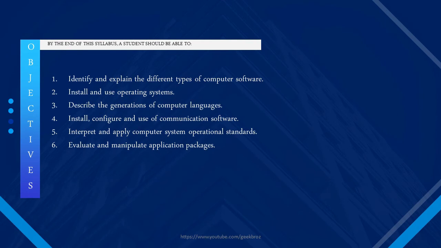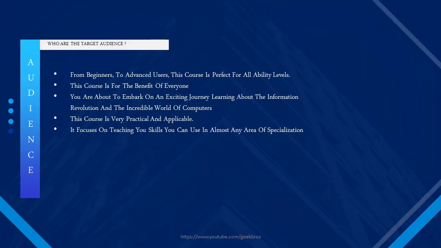By the end of this syllabus, a student should be able to: 1. Identify and explain the different types of computer software. 2. Install and use operating systems. 3. Describe the generations of computer languages. 4. Install, configure and use of communication software. 5. Interpret and apply computer system operational standards. 6. Evaluate and manipulate application packages.